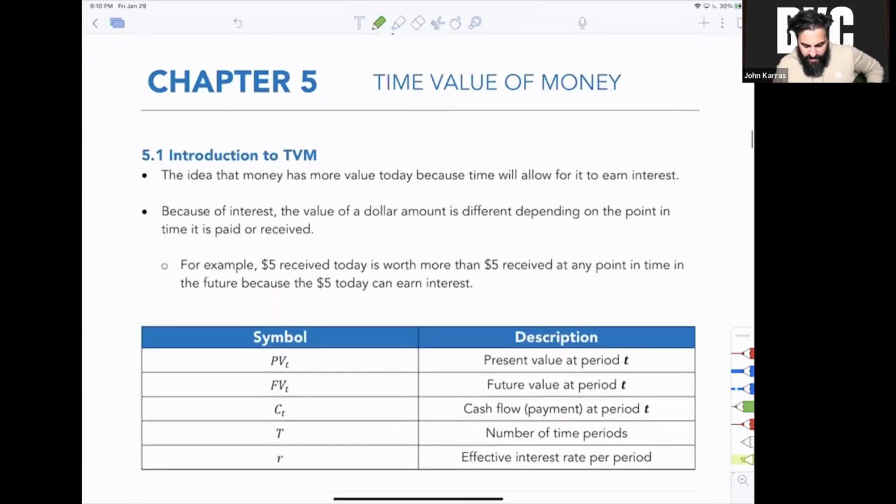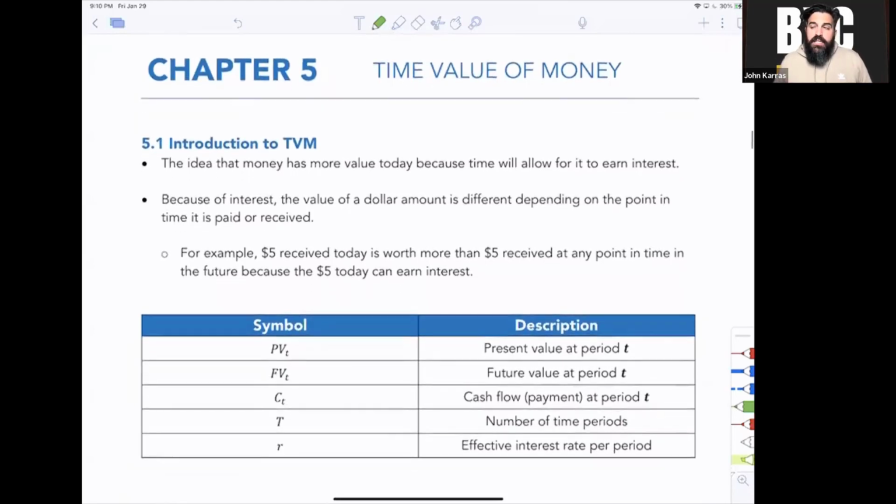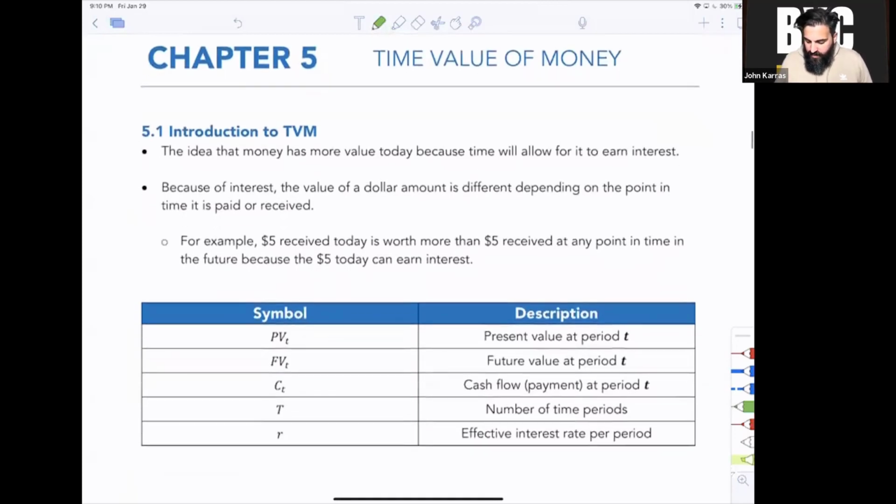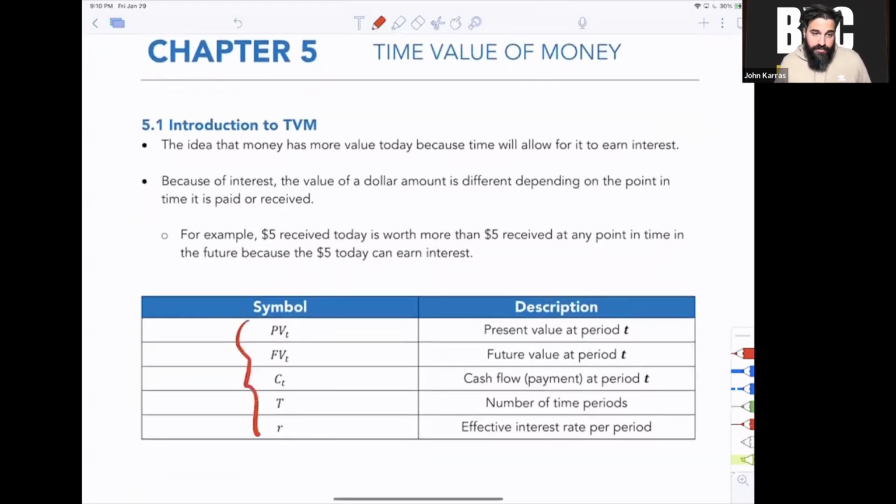Okay. But before we get into any of that, it's important to understand kind of the basics. And virtually every time value of money situation, no matter what the context is, kind of revolves around these 5 variables. So first you have present and future value. Those are kind of self-explanatory, right? A present value is some value today, whereas a future value, of course, is some value in the future.